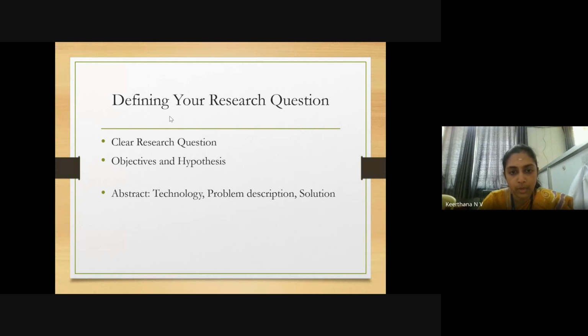Suppose you are starting with the abstract. The abstract should include three parts. The first one is the technology in which you are writing your paper. The first three or four lines should describe what technology you are using. Next, what is the problem you are going to describe? The next three lines should describe your problem.